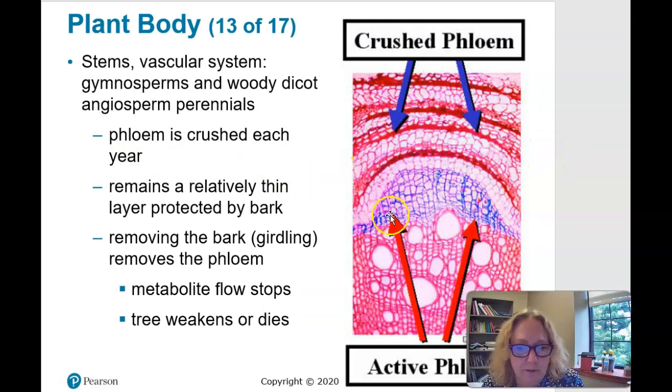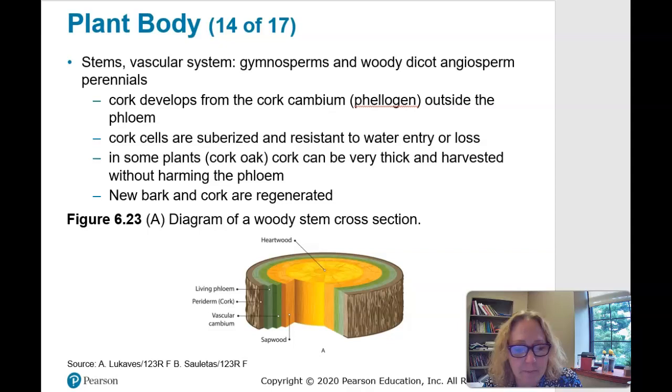Here is a really lovely microscope slide of this. So here is your active xylem, and here's your crushed phloem that is just, as this grows, it pushes the crushed phloem. Phloem is crushed each year. It remains relatively thin, protected by bark. Removing the bark removes the phloem, and it weakens the tree, or the tree dies. That's why you really don't want to pick the bark off for no reason.